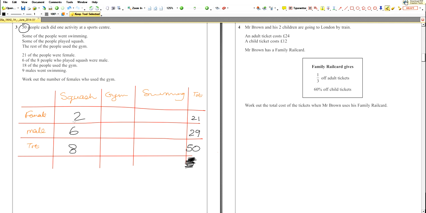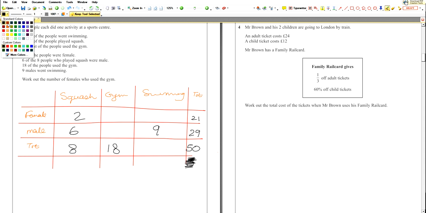So it says next, 18 of the people use the gym. So the total people who use the gym is 18. 18 goes there for the gym, come down and total. 9 males went swimming. Okay, now you're probably thinking, how are we going to do the rest of it? Remember we have totals going down and totals going across. So, for example, here we have 8, add 18, add the next number will give us 50, because the total is squash. And so, what's 8 add 18?